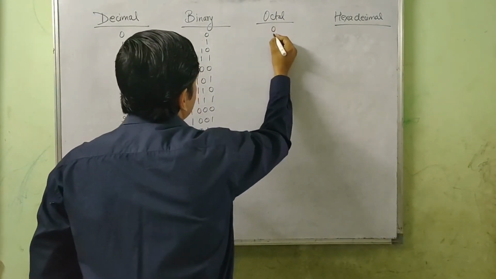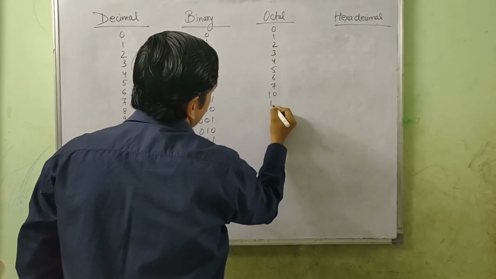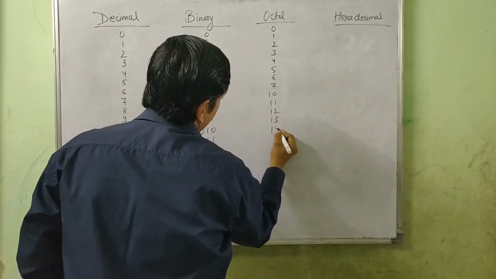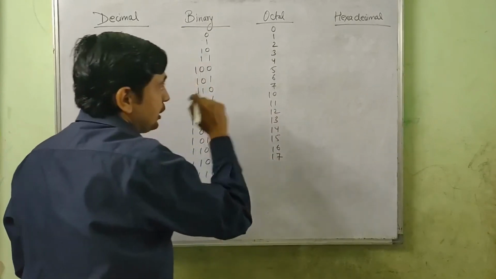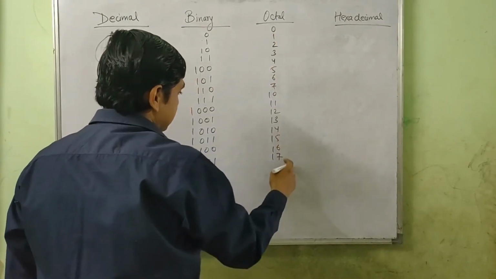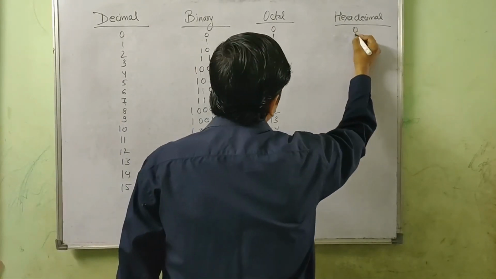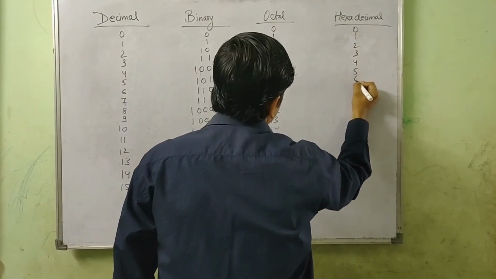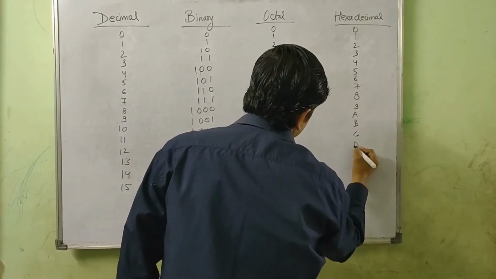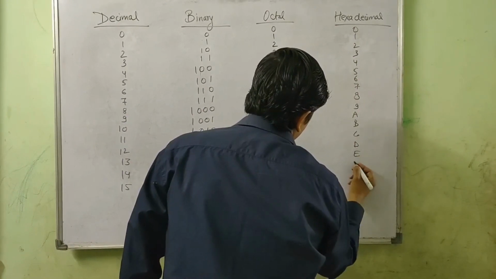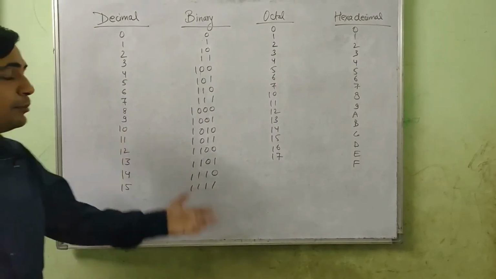So in octal it will be 0, 1, 2, 3, 4, 5, 6, 7, 10, 11, 12, 13, 14, 15, 16, 17. So that will be 8 and 8, 16. In hexadecimal, we will represent it as 0, 1, 2, 3, 4, 5, 6, 7, 8, 9, A, B, C, D, E, F. You got that? So you can see different numbers over there.